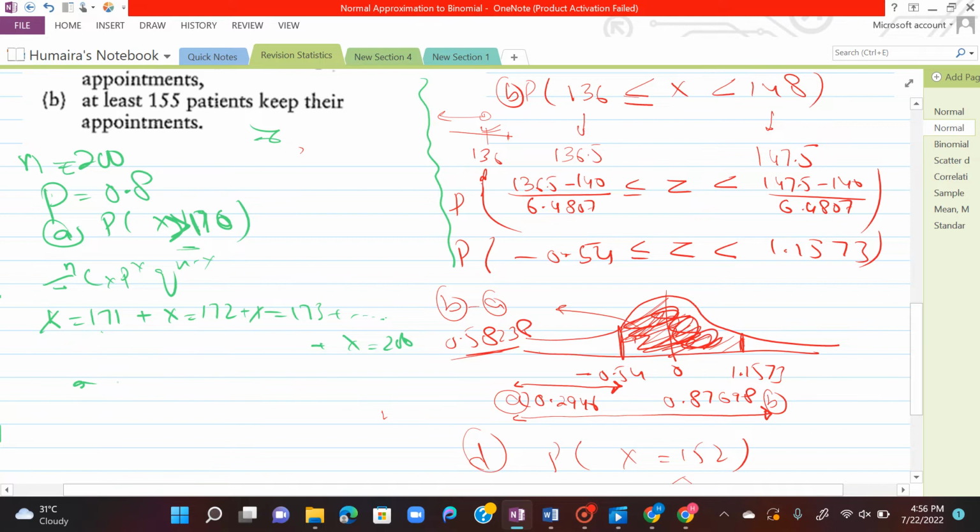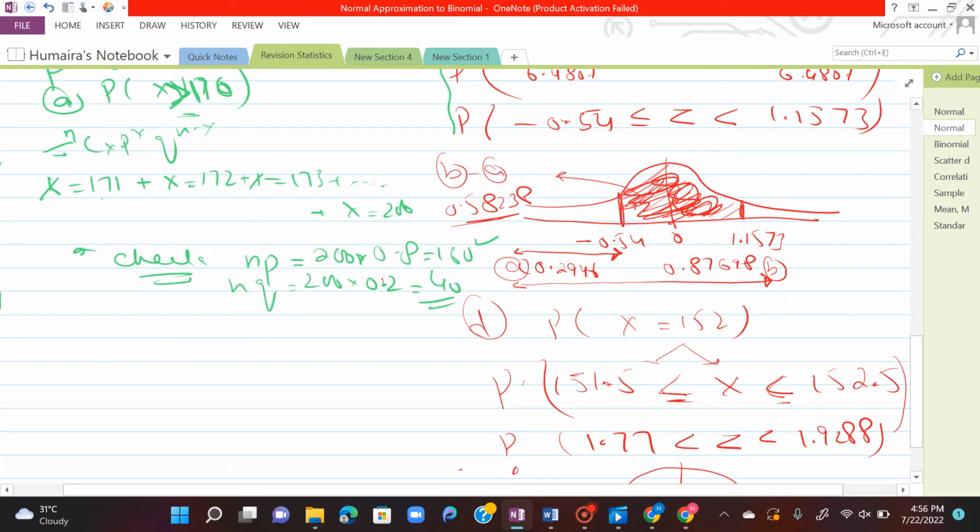So in such a case, we apply the normal approximation if the checks are satisfied. Over here, the check will be np, which is 200 into 0.8, which gives me 160. Absolutely right, I need the value to be more than 5. And nq is 200 into 0.2, which is 40. So both checks say yes, I can go ahead and apply the approximation.